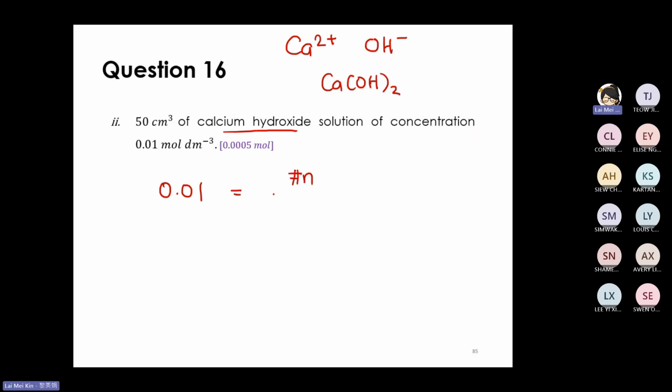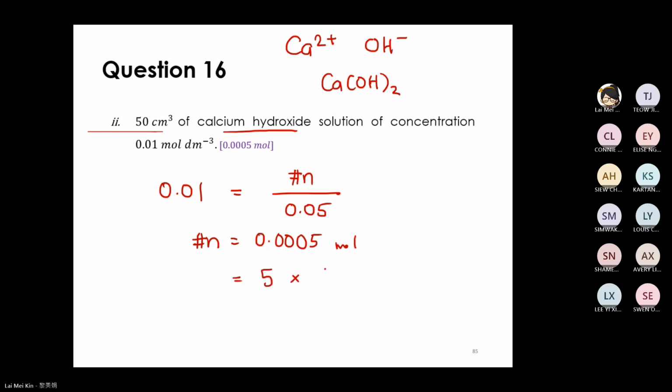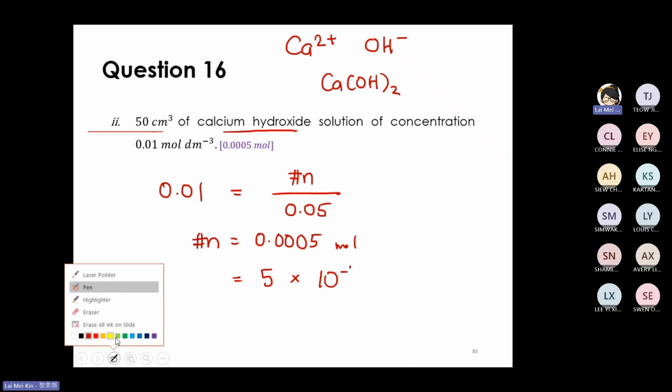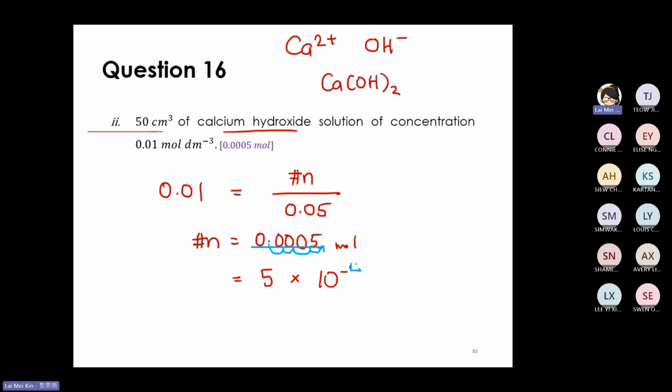Concentration is number of mole divided by volume, 0.05. So number of mole is 0.0005. How many zeros are there? 3. 0.0005 moles. Okay, how do you write it in scientific notation? Anyone remember? 5 times 10 to the power of... 1, 2, 3, 4. So negative 4.